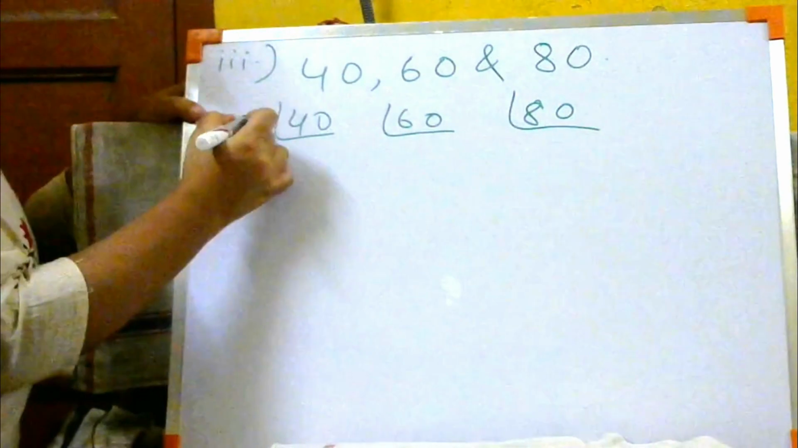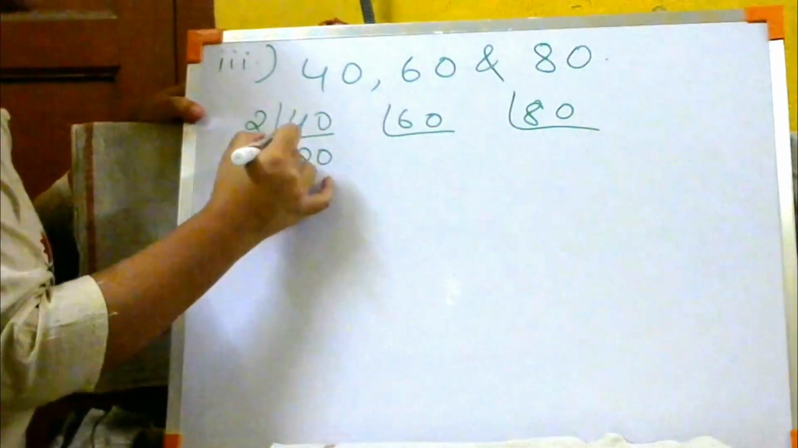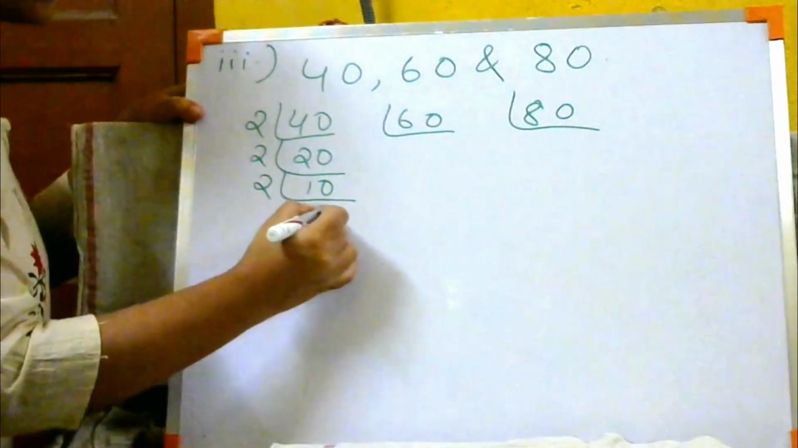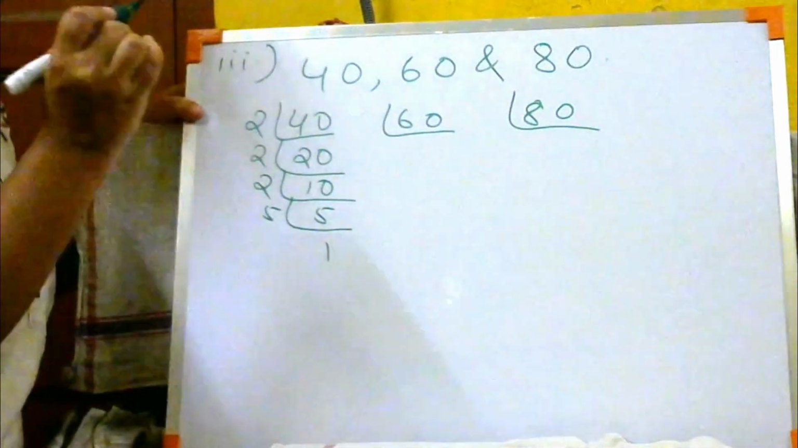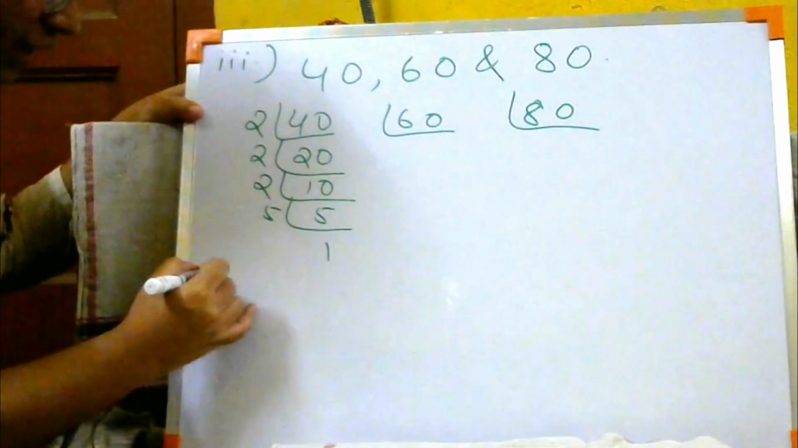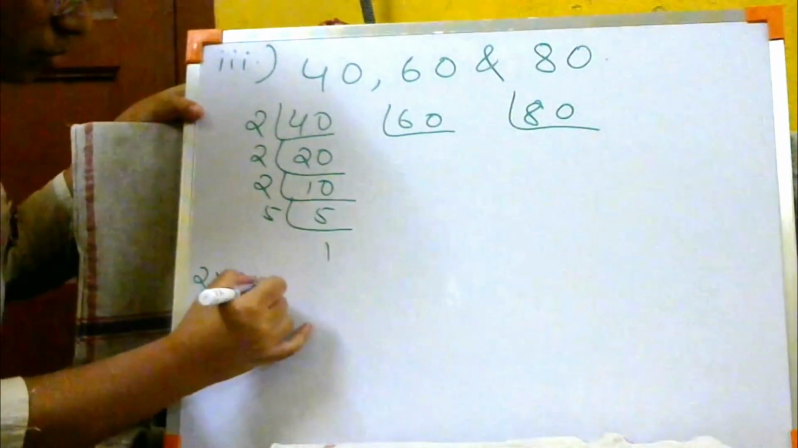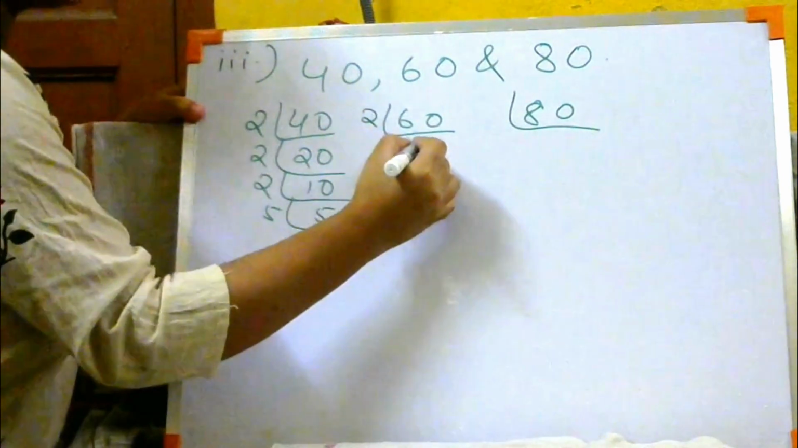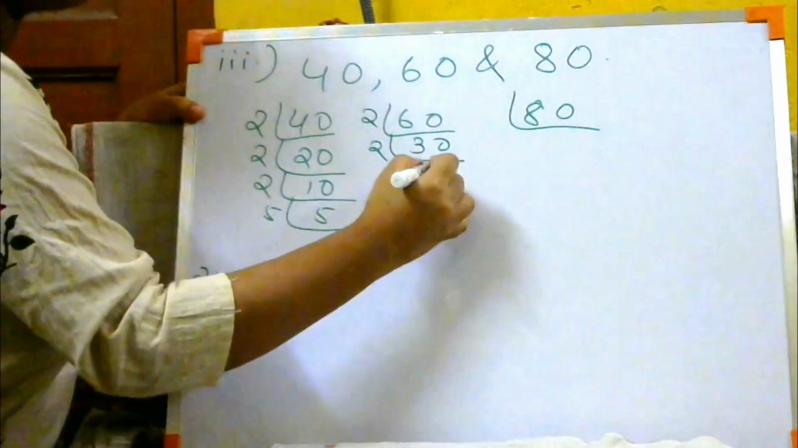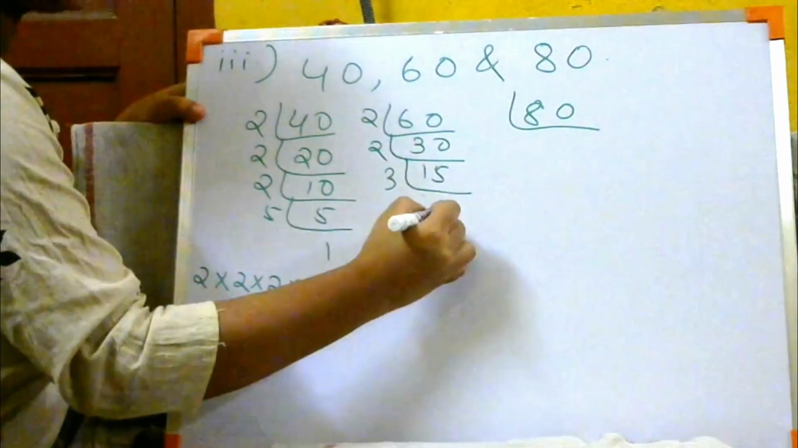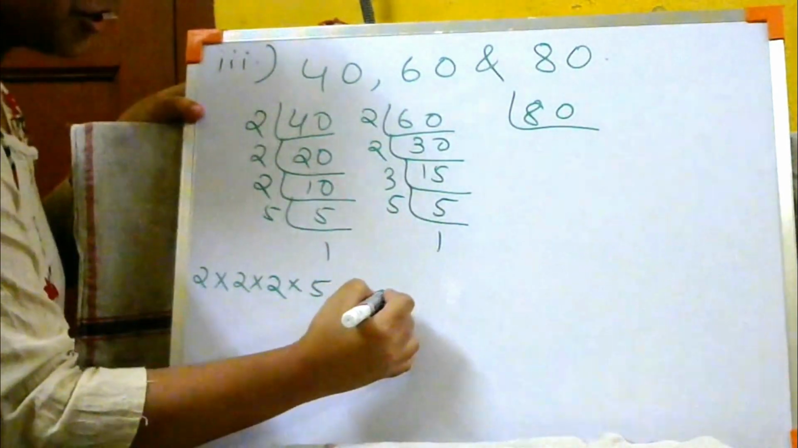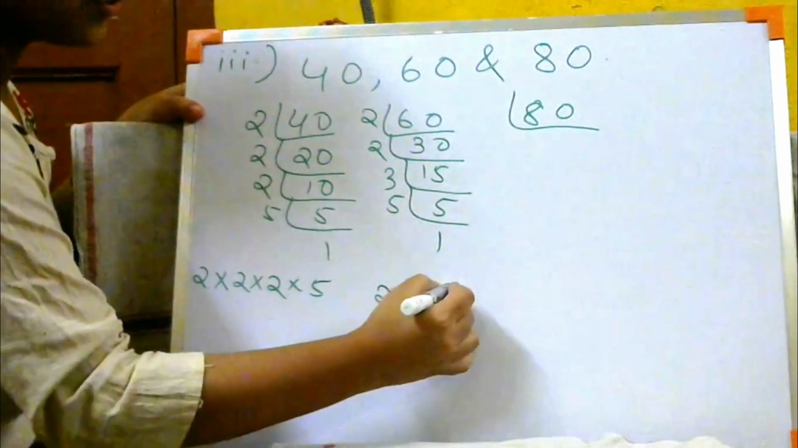So let us do it with 2. 2 20s are 40, then 2 10s are 20, then 2 5s are 10 and 5 1s are 5. Okay, so it is done. Its prime factors are 2 into 2 into 2 into 5, right? Now over here, 2 30s are 60, 2 15s are 30, 3 5s are 15 and 5 1s are 5. Okay, so we can write over here 2 into 2 into 3 into 5.